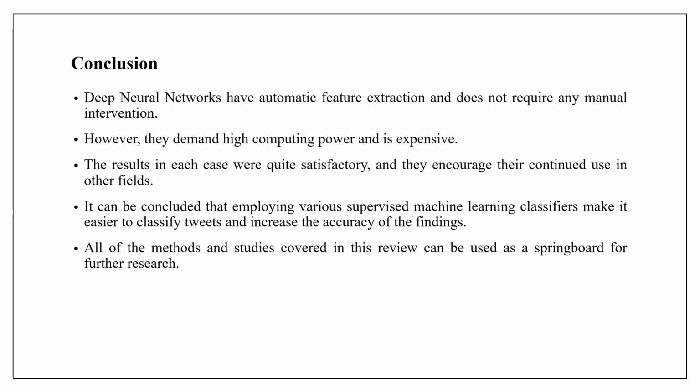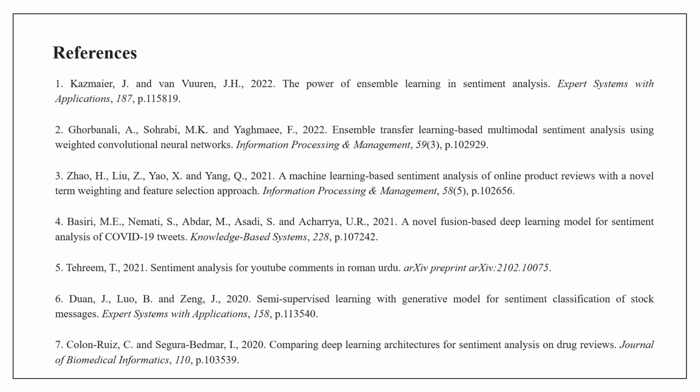Conclusion. Deep neural networks have automatic feature extraction and do not require any manual intervention. However, they demand high computing power and are expensive. The results in each case were quite satisfactory and they encourage their continued use in other fields. It can be concluded that employing various supervised machine learning classifiers makes it easier to classify tweets and increases the accuracy of the findings. All of the methods and the studies covered in this review can be used as a springboard for further research. And these are all the references I have taken for this paper.